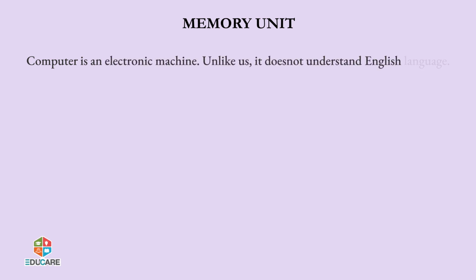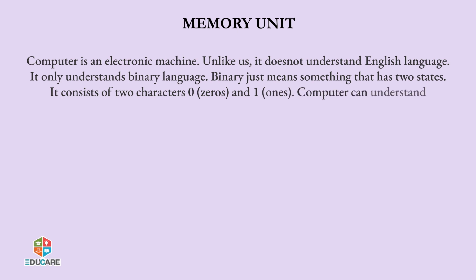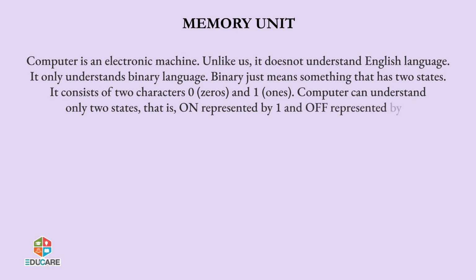Memory unit. Computer is an electronic machine. Unlike us, it does not understand the English language. It only understands binary language. Binary just means something that has two states. It consists of two characters, zeros and ones. Computer can understand only two states, that is, on represented by 1 and off represented by 0.